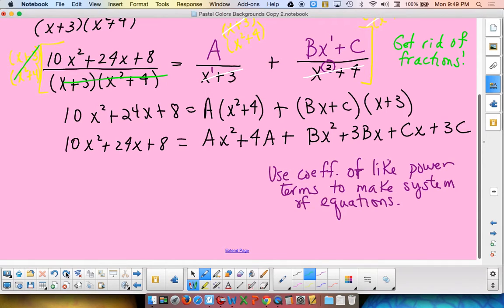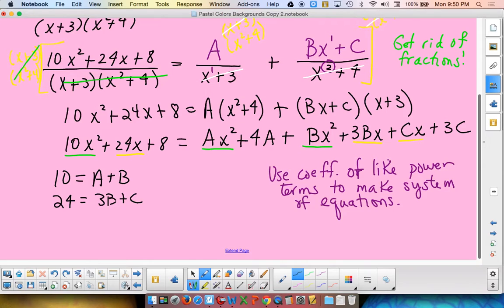All right, so now we're doing like power. I have a 10x squared. What other x squared terms do I see? Go find them. I see an a, I see a b. So I know then that I'm going to have the equation 10 equals a plus b. Then I'm going to go do the same thing looking for x terms. I got a 24, a 3b, and a 1c. So I know I'm going to have the equation 24 equals 3b plus c.